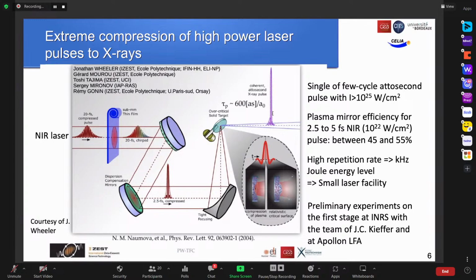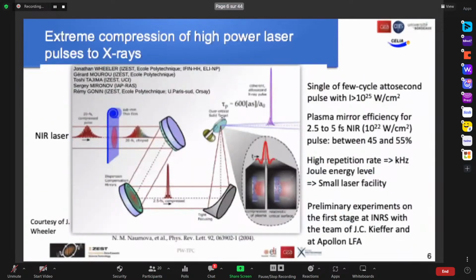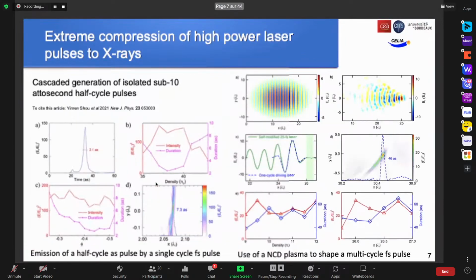There have been some simulations on this part. I'm not going to detail all the results, but already in 2021, in a Journal of Physics paper, the setup that I described in the previous slide, so the second stage, was simulated, and the results are what we see on the left. When sending a single cycle femtosecond laser, they were able to reflect this kind of half cycle attosecond pulse, and this is the pulse resolved spatially.